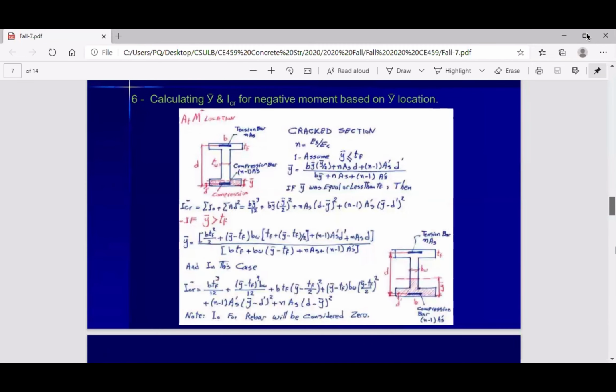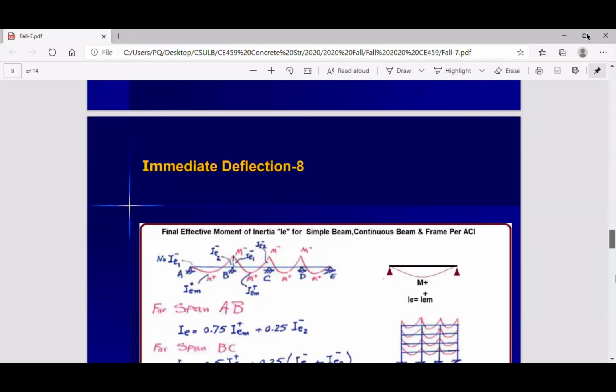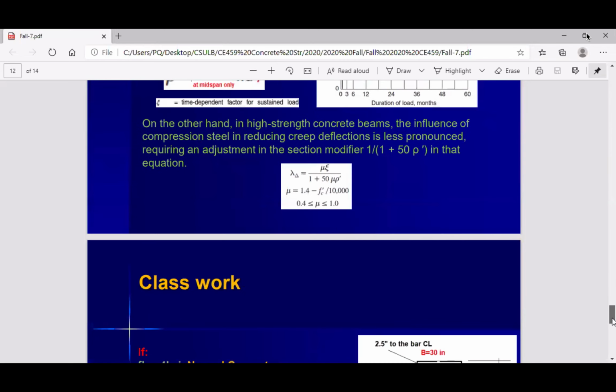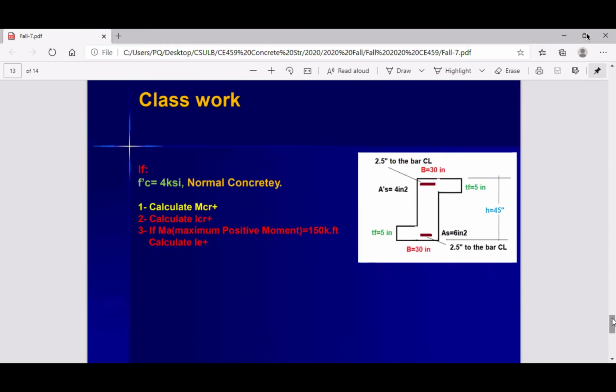And next week, I'm going to give an example, and you can see all this stuff in that example. You can see all the connections. And today I add this one for you guys as a classwork to see if you can solve this or not. Please spend a few minutes on this one to see if you can solve this problem and calculate M_cr, the cracking moment. And here I gave you just A prime S and AS.